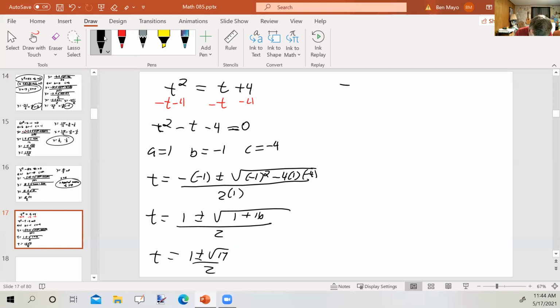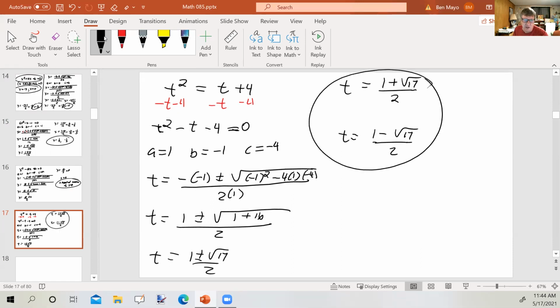So our two solutions are t equals 1 plus the square root of 17 over 2, and t equals 1 minus the square root of 17 over 2. And as I mentioned in a previous section, in WebAssign, it doesn't use the plus or minus, so you need to list the two solutions separately. But it also says that we are supposed to approximate the solutions to the nearest hundredth. So now I want to go back, recopy these on the next page and talk about putting them into the calculator.